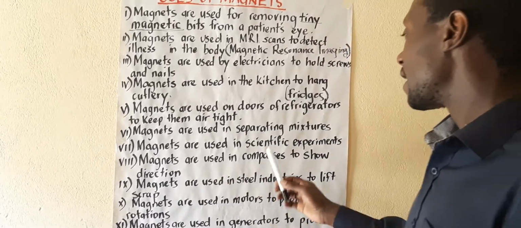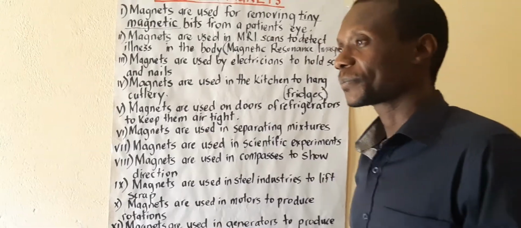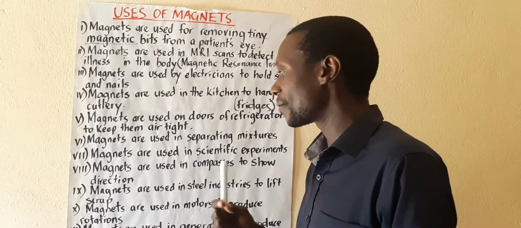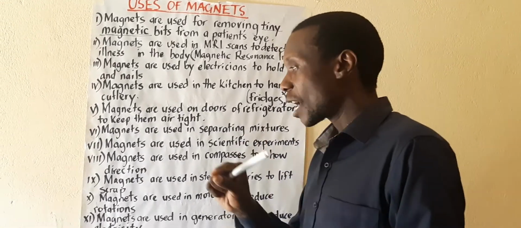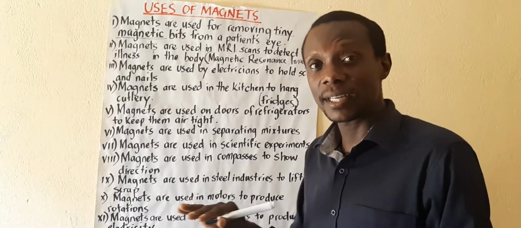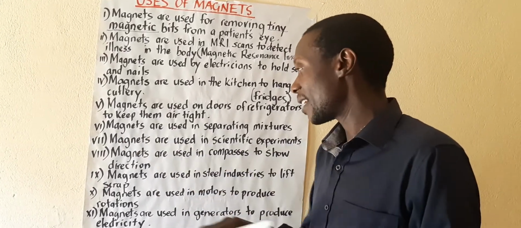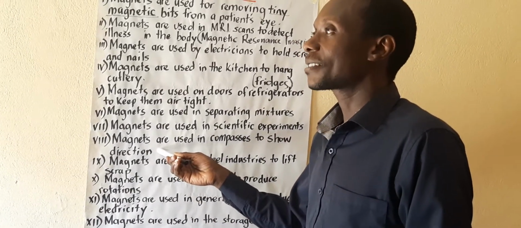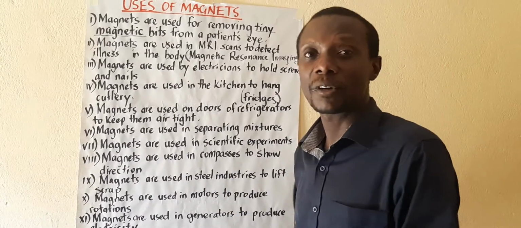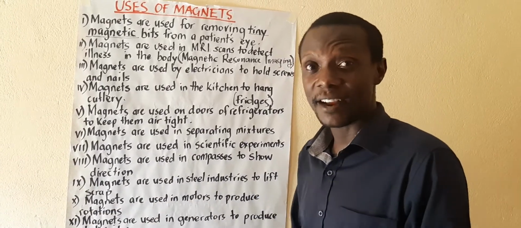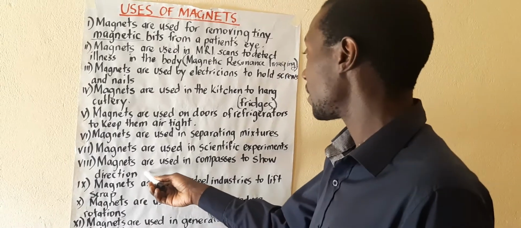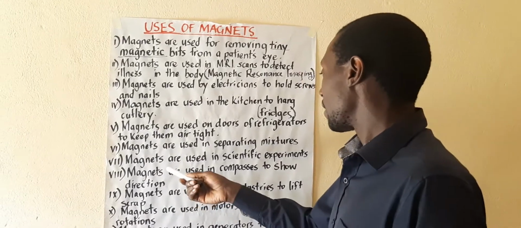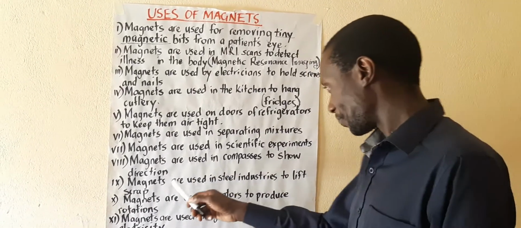Then magnets are used in compasses to show direction. We said one of the examples of permanent magnets is what they call a compass needle. That compass needle is freely suspended on a fluid and it rests in the north-south direction. It is used in compasses. So the question asked here can be, identify the property that enables pilots and sailors to find direction, and that is a freely suspended magnet rests in the north-south direction. So magnets are used in compasses to show direction.